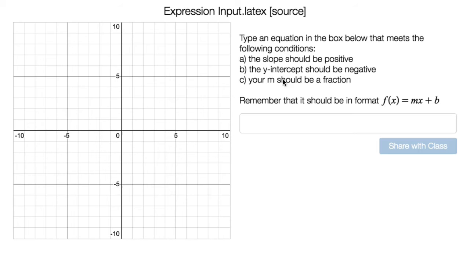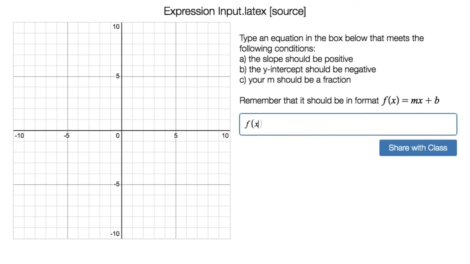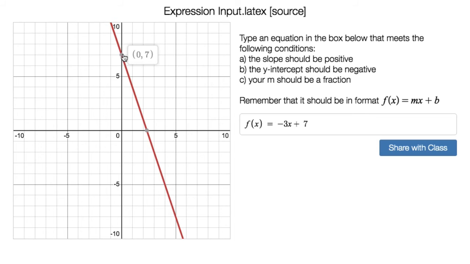And lastly, your m should be a fraction, so your slope should be a fraction. So if I were doing this, I'd type in f of x equals, I'm just going to put -3x plus 7. That would be my line here. So it goes through here at 7. However, it says the slope should be positive.